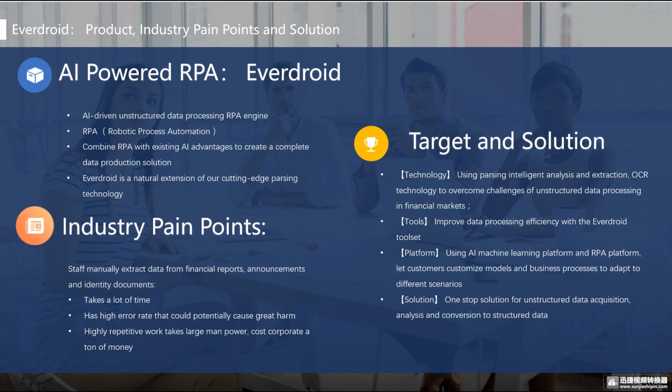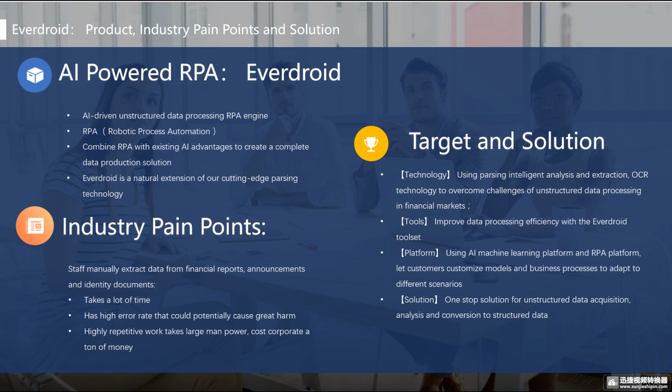Combining RPA with our existing cutting-edge parsing technology, here goes a brand new RPA product. Introducing Everdroid, an AI-driven unstructured data processing RPA engine that aims at providing a one-stop solution for unstructured data acquisition, analysis, extraction, and conversion to structured data for all enterprises.